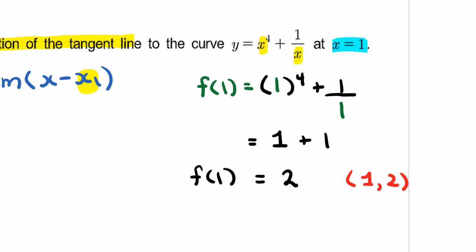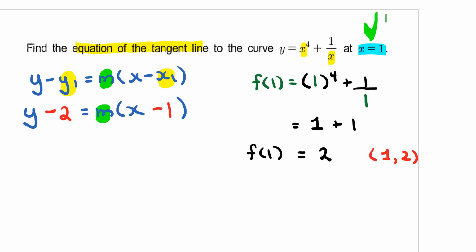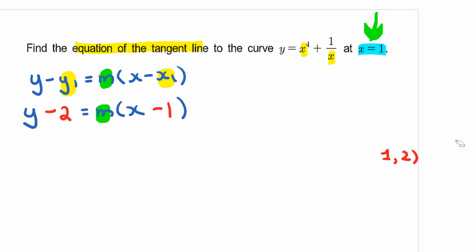Okay. So now that I know the point is (1, 2), we can go ahead and substitute that back into our equation of the tangent line. So this is y minus 2 equals m times (x minus 1). And then from there, our goal is now to find the derivative value. We need to find the value of m when x equals 1. Okay, so let's go ahead and find the derivative value there.